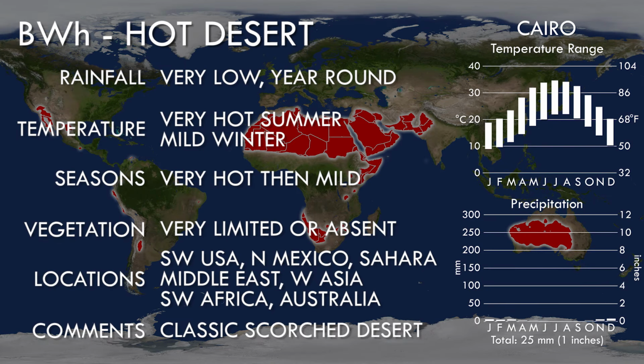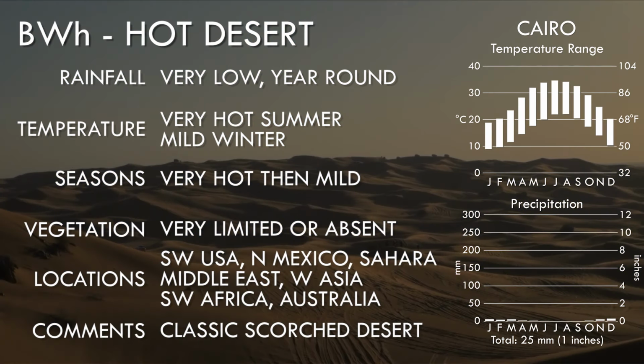BWH, hot desert. Lying on the border of the tropics, these areas experience very little rain and searing summer temperatures, which hold the records for the highest on Earth. Little or no vegetation exists here, with only bare rock and sand as landscape.